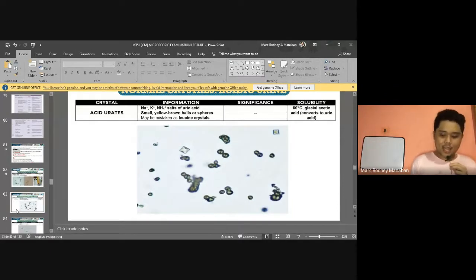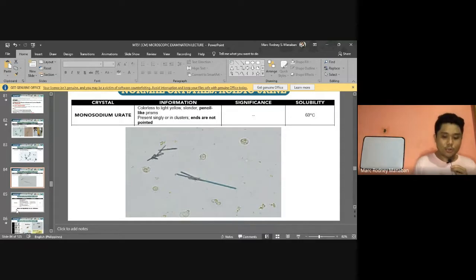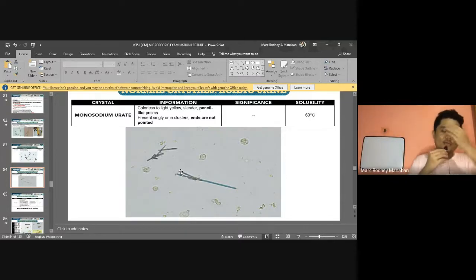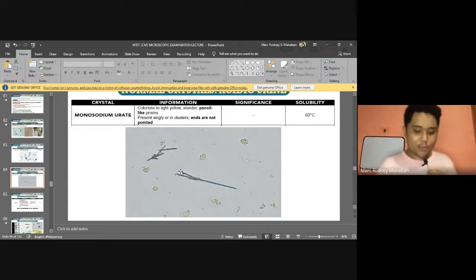Another is monosodium urate. It is colorless to light yellow, slender and pencil-like prisms. The ends are not pointed; as you can see, the ends are somewhat blunted. It looks like a pencil, and it is still derived from uric acid. For solubility, it will dissolve at 60 degrees Celsius. That's monosodium urate.